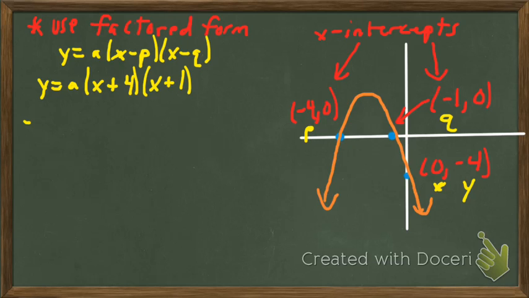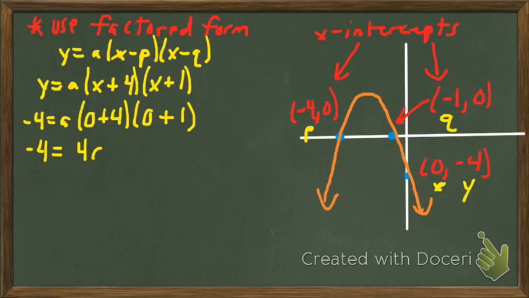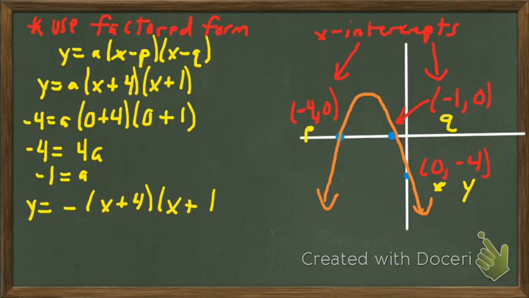Watch, it'll give you negative 4 equals a times, and then I'm going to put a 0 in for the x, 0 plus 4 times 0 in for the other x as well, 0 plus 1. And then I can find the value of a. Well, I'm going to have 4 times 1 times a, so that's 4a. So negative 1 is equal to a, meaning that the equation in factored form for this parabola would be y equals the opposite, or negative 1, times x plus 4 times x plus 1.